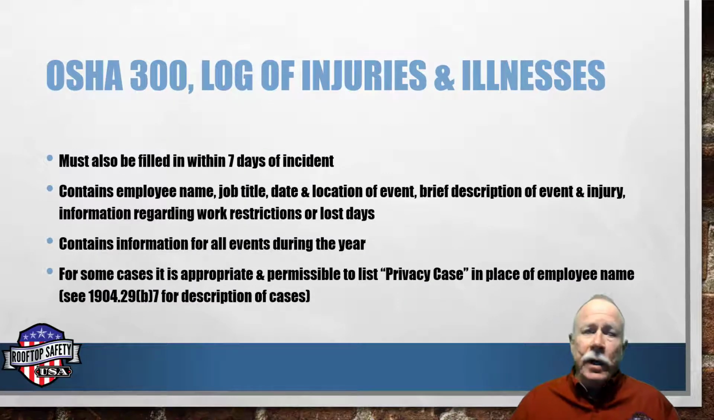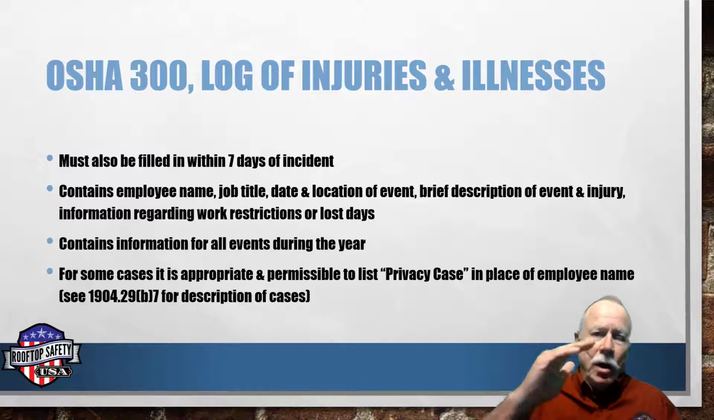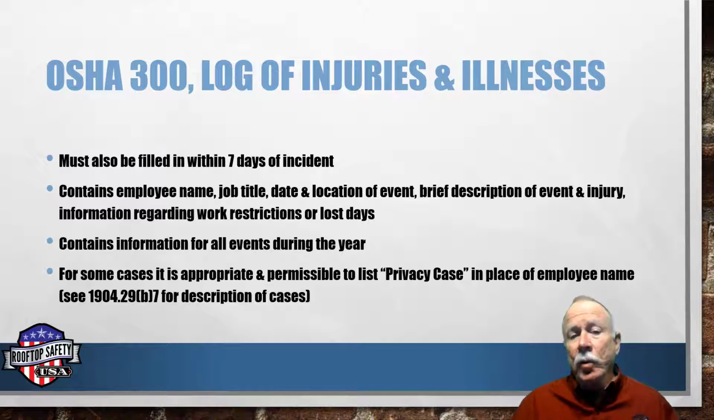The OSHA 300 is the log of injuries and illnesses, and it must also be filled out within 7 days of the incident. And it just includes the employee's name, job title, and then a very brief description of the event, incident, or injury. And information about work restrictions or lost days. And it's a log where we have basically one line of information for each incident that occurs in the workplace during the year.